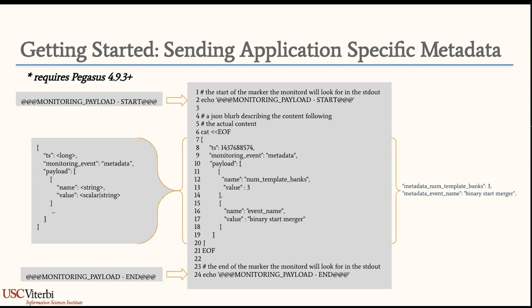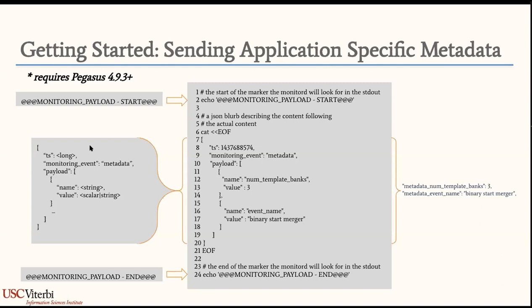And then you have payload, which is a list of key value pairs specifying the metadata, the name of the metadata and the value that you want to be sent over. Then after that, you end it by writing monitor payload n to standard out, and then that will all be sent with the rest of the job information into Elasticsearch.